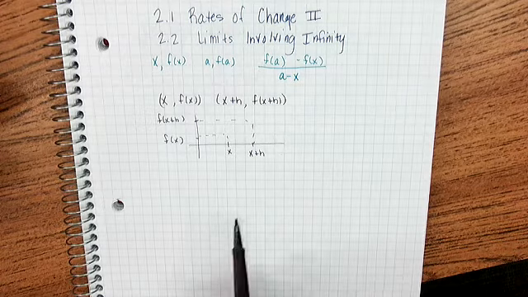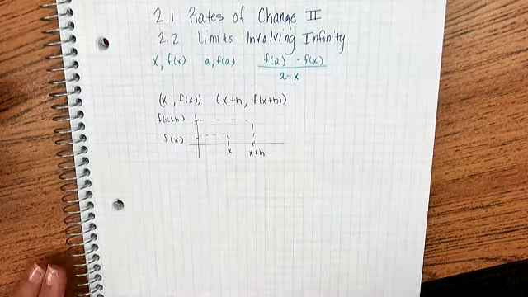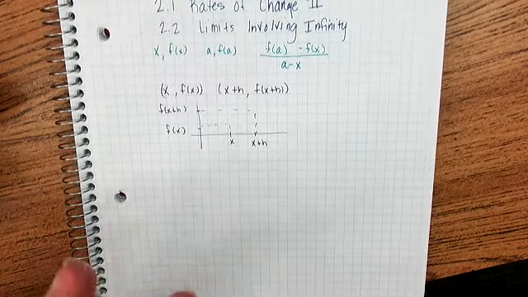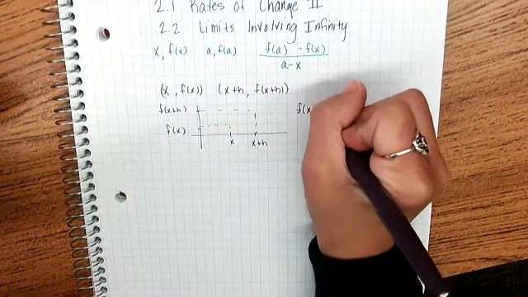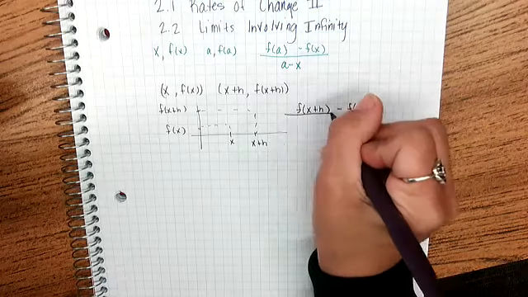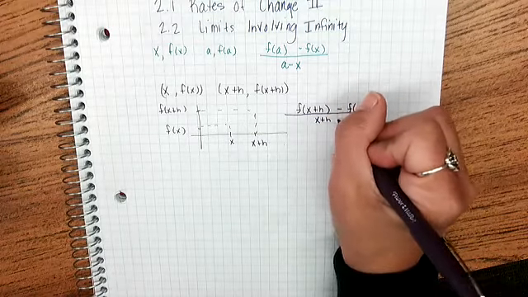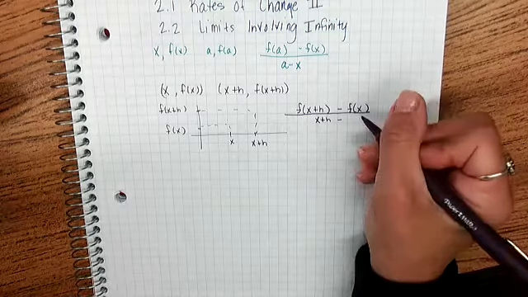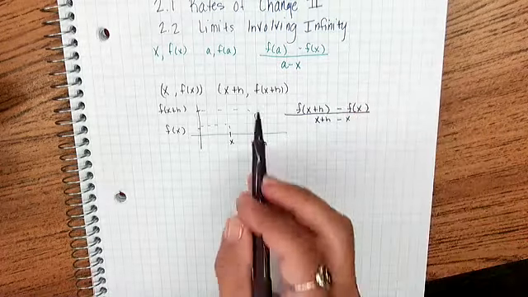This is going to become important because we're going to be looking at time intervals, distance, and how fast things go, velocity and acceleration, et cetera. It all starts from this concept right here. So the rate of change in this particular case would be f of x plus h minus f of x, all over x plus h minus x. Do I have that right? f of x plus h minus f of x.